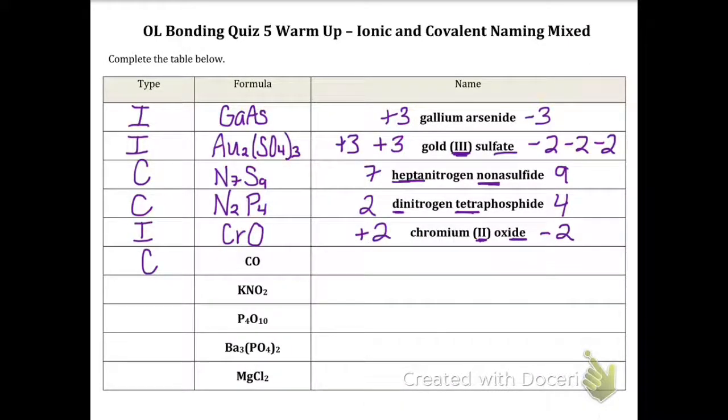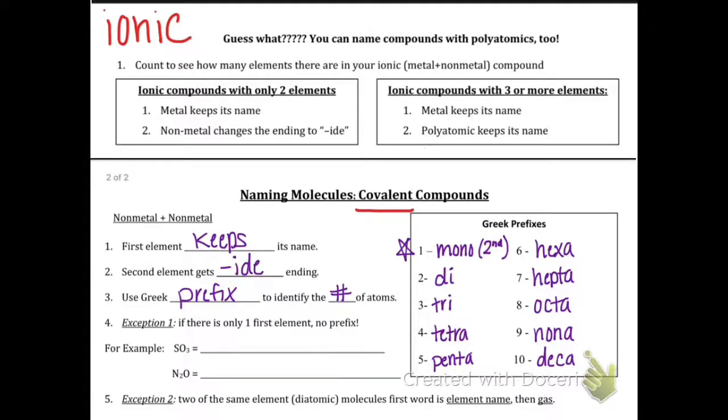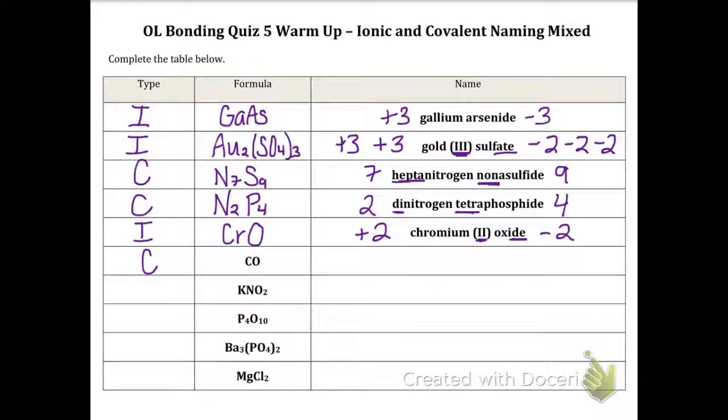Now remember your rules for covalent compounds. First element keeps its name, second element gets an IDE ending, and we use prefixes. Okay? The other rule that you need to consider is that mono is only used in the second element. Okay? So here, carbon keeps its name, but we have only 1 of them. But we don't use mono because it's only reserved for the second element. So all we do is write carbon.